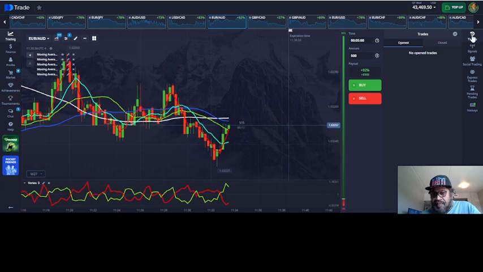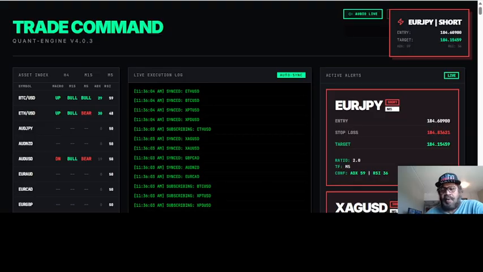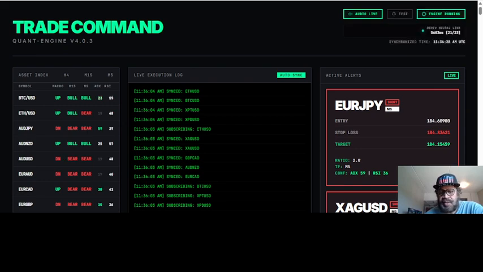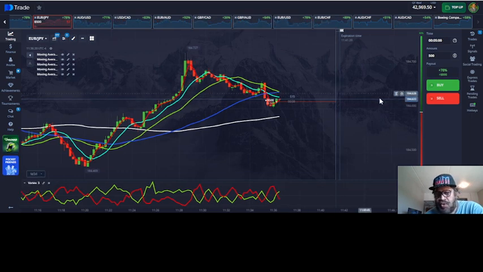All right. Okay, so I'm going to pause the video and wait for the next trade signal on the Quant Engine. Okay, so I just got a Euro JPY 5-minute short here on the Quant Engine. So I went into my account and went ahead and took the 5-minute short on the Euro JPY.